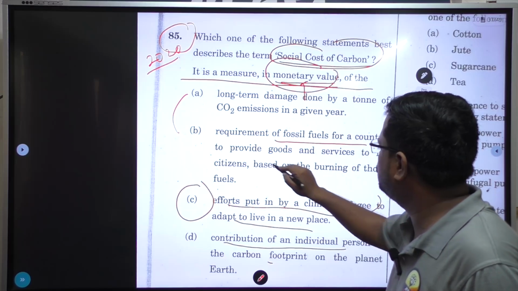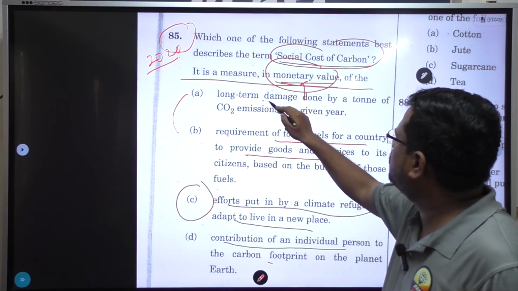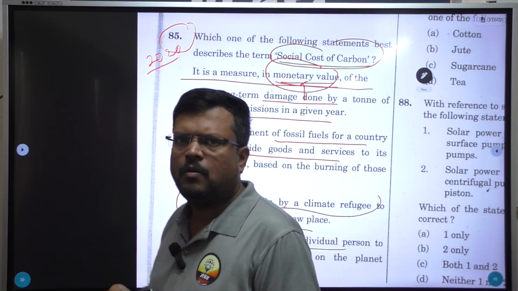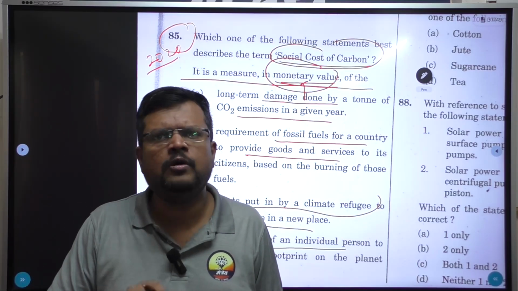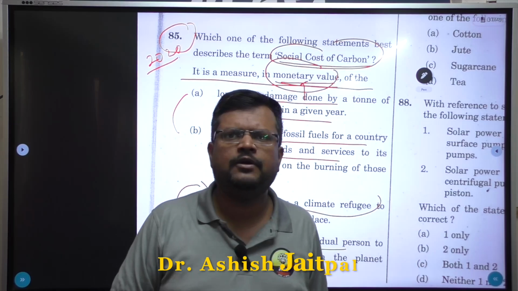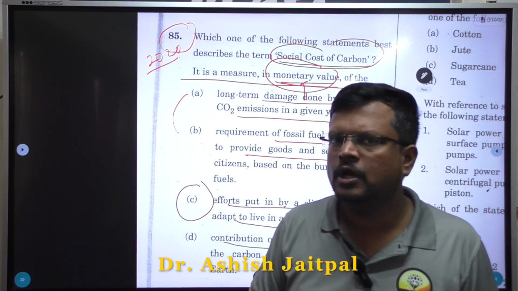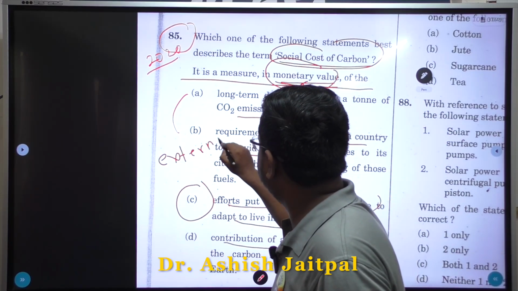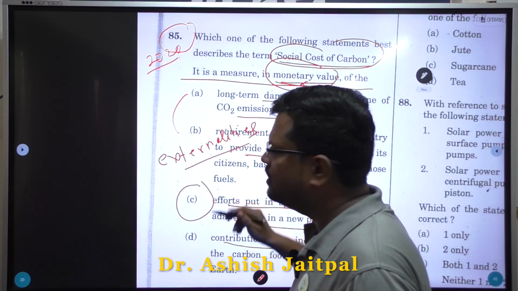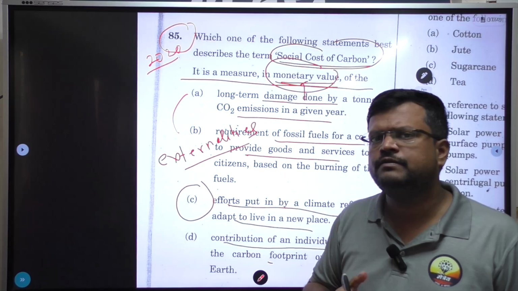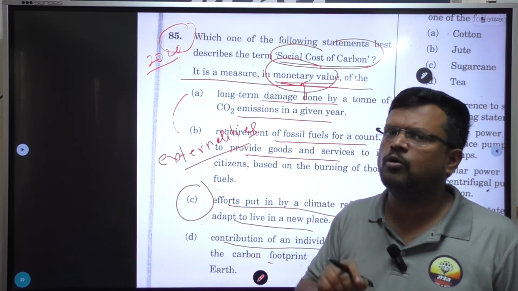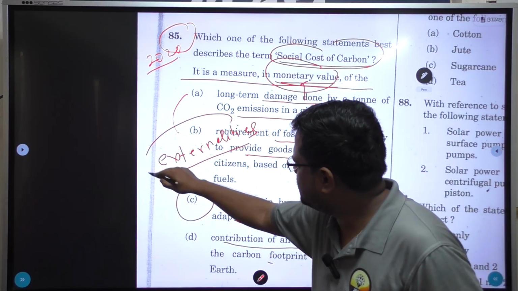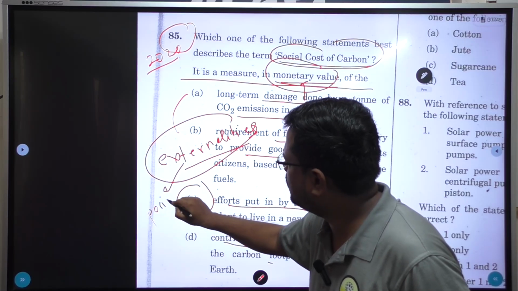Requirement of fossil fuels for a country to provide goods and services to its citizens, or long-term damage done by a ton of CO2 emissions in a given year. Here, my conceptual clarity or my hold over the basics comes into the picture. In economy, while reading the chapter National Income Accounting, you must have come across one term, externalities. What do you mean by externalities? Externality means certain things which we neglect or do not take into account while calculating our national income, basically GDP or GNP. Externalities can be positive or negative.